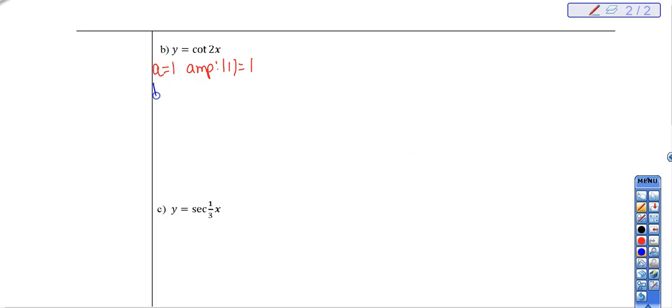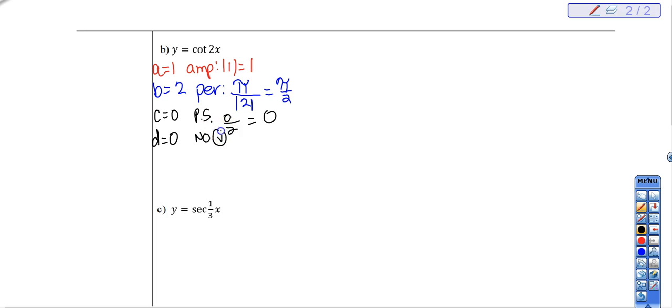Okay, switching to my blue pen, my B term is 2. And the period of a cotangent function is pi divided by the absolute value of B. So that would be a period of pi/2. So that has a horizontal compression. So the period just got cut in half. So over half a period, I will get 1 full branch. Your C term in this case is 0. So your phase shift is 0/2, which is 0. Your D term is also 0. So that indicates no vertical shift.